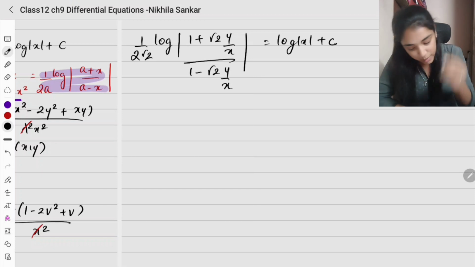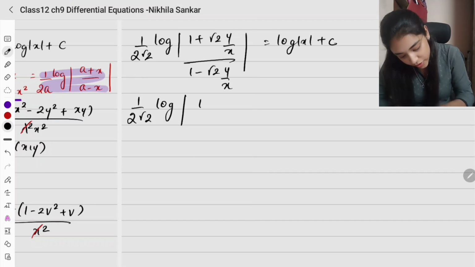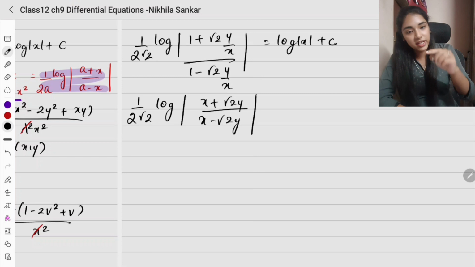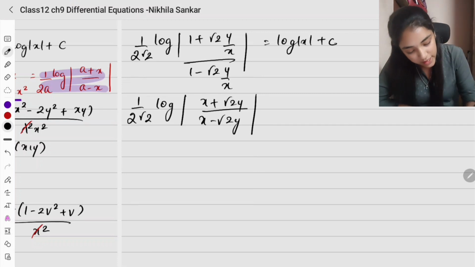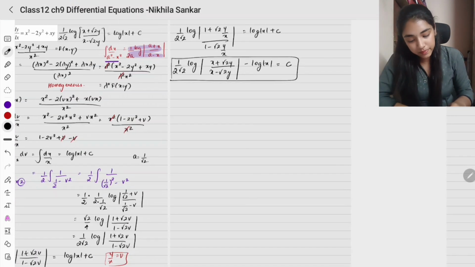Taking LCM on both sides, taking LCM 1 by root 2 times log of x plus root 2y divided by x, x minus root 2y divided by x, and the divided by x cancel ஆயிடும். கரெக்ட்டா? Minus log mod x equals c. This is my final answer. Please copy.